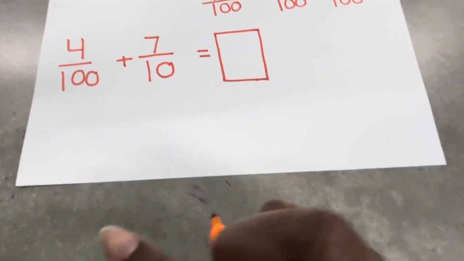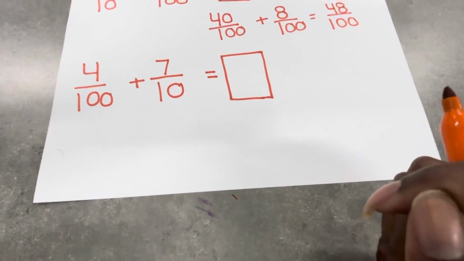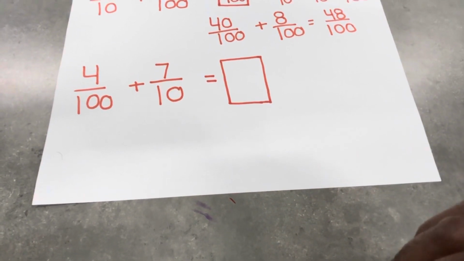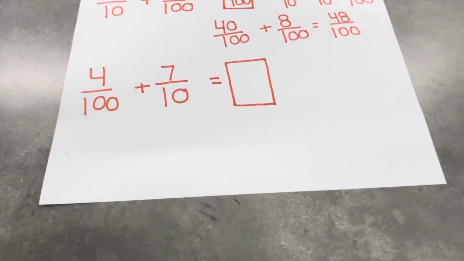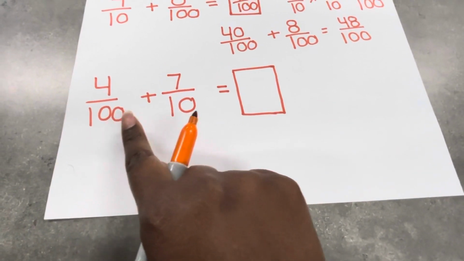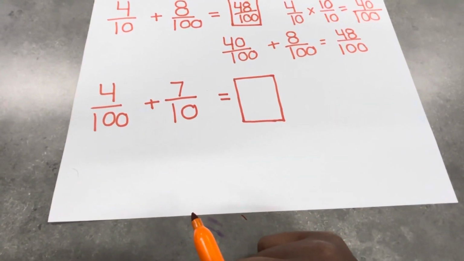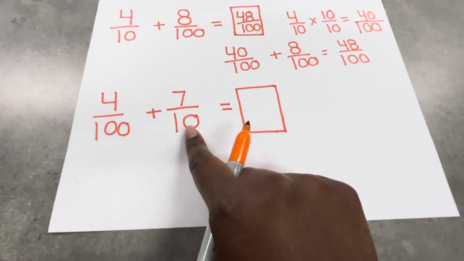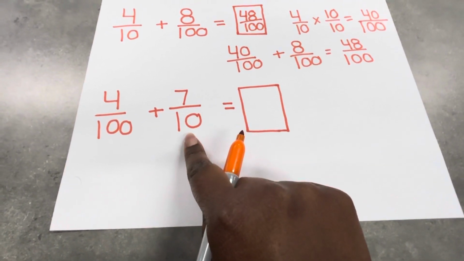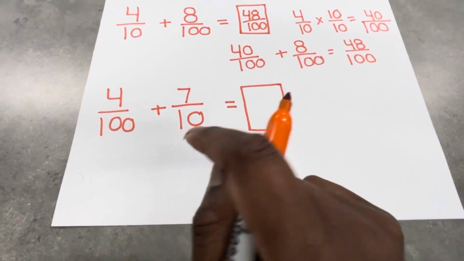Now we're going to look at our next one. We see 4/100 plus 7/10. There's a problem. I remember that when I add and subtract fractions, the denominator must be the same. Right now, this denominator is 100 and this denominator is 10. I need to get them to be the same. So it's easier for me to go up, create more parts, split this into more parts, rather than break this down into more parts.